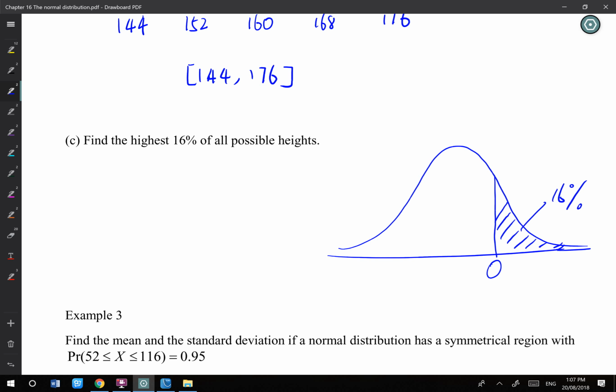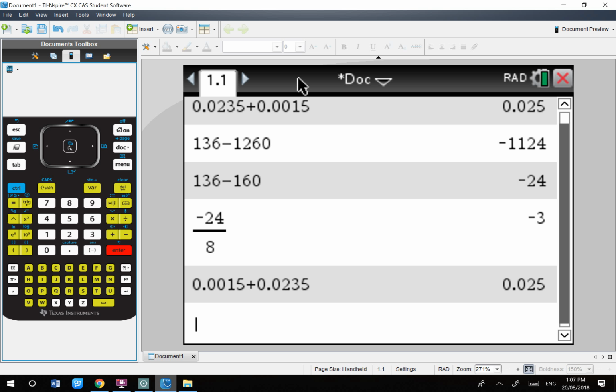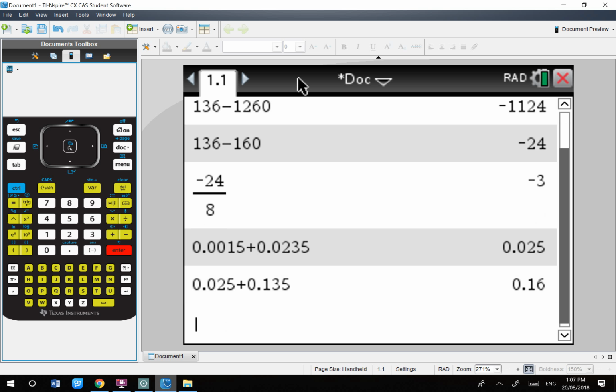Look at all these values. Which one gives a relationship with 16%, 0.16, on the right hand side? You can keep adding from the right hand side. So we have 0.0015. We plus what? 0.0235, plus, well, that can't be that, right? And then plus now 0.0235, 0.135. 0.16. Well, 34%. 50% minus 34% is 16%.